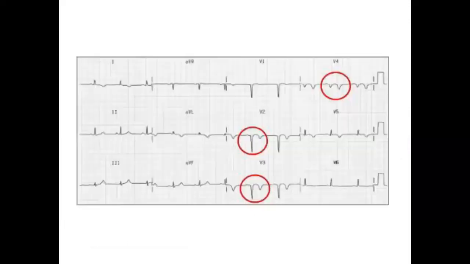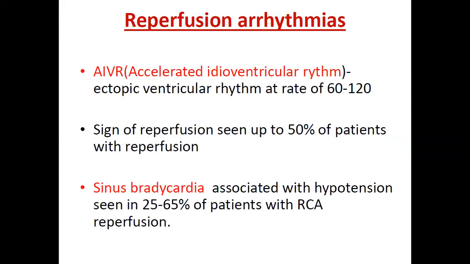Another thing is disappearance of Q waves. Here you can see a pathological Q wave. Any Q wave which is more than 2 millimeters is called a pathological Q wave. If this Q wave disappears, it is also an indication of successful thrombolysis.